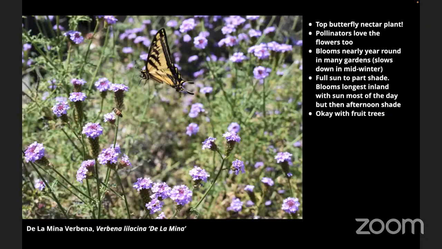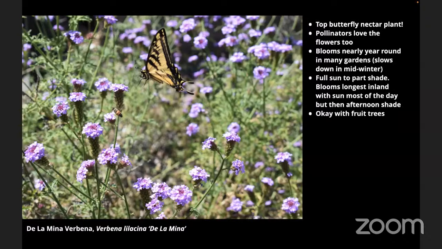This is, in terms of providing nectar for adult butterflies, probably the top butterfly nectar plant you can grow in Southern California. I mean, when things are tiny little 1 gallon plants and just have a couple little blooms in them, haven't even been put into the ground yet, or on the day that they're planting, butterflies will already be coming to check them out and get a sip. Pollinators love the flowers too. It can bloom almost year round in some gardens in Southern California.